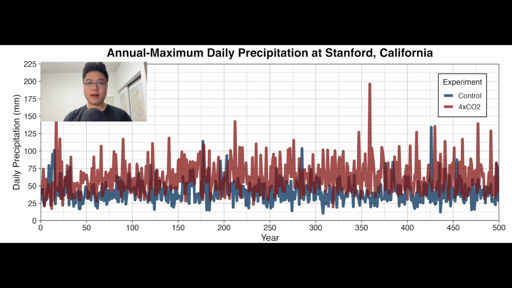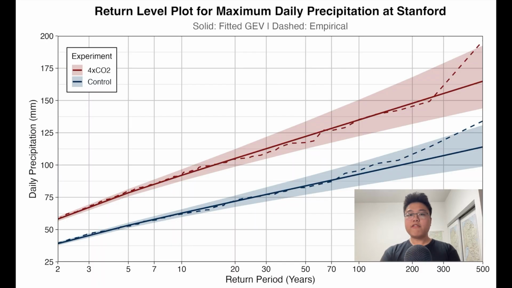from just increasing the carbon dioxide. As shown here in the return level plot for the maximum daily precipitation at Stanford, you can see that the probability of an extreme event increased with 4 times the carbon dioxide. So for example, if you draw a line at 100 millimeters of daily precipitation, in the control experiment, it's an event that happens once every 200 years. But with 4 times the CO2, it's an event that happens roughly once every 15 years. So an event that used to happen once every 200 years now happens once every 15 years.